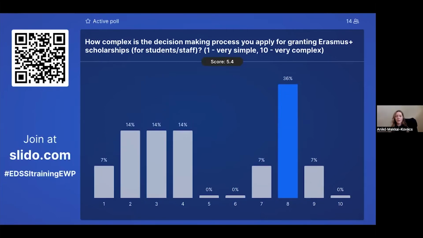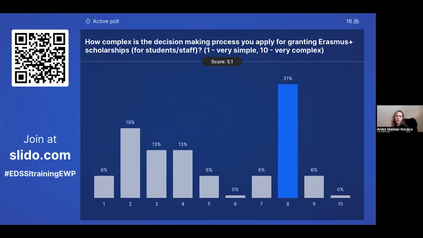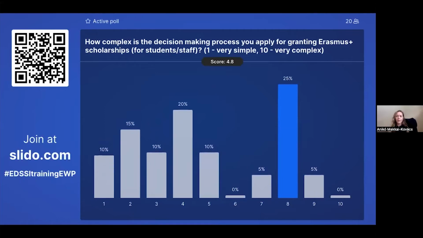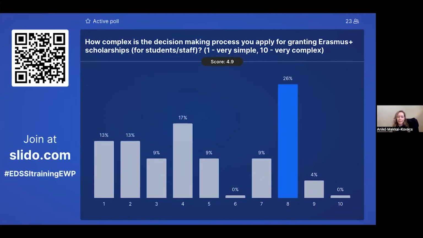Everybody is receiving the scholarship. You are having a very long procedure. Also, faculties and academic staff are taking part in the procedure. There is a decision-making board. So I'm asking about the complexity, and I see that the majority has a fairly complex system. This is my experience as well.